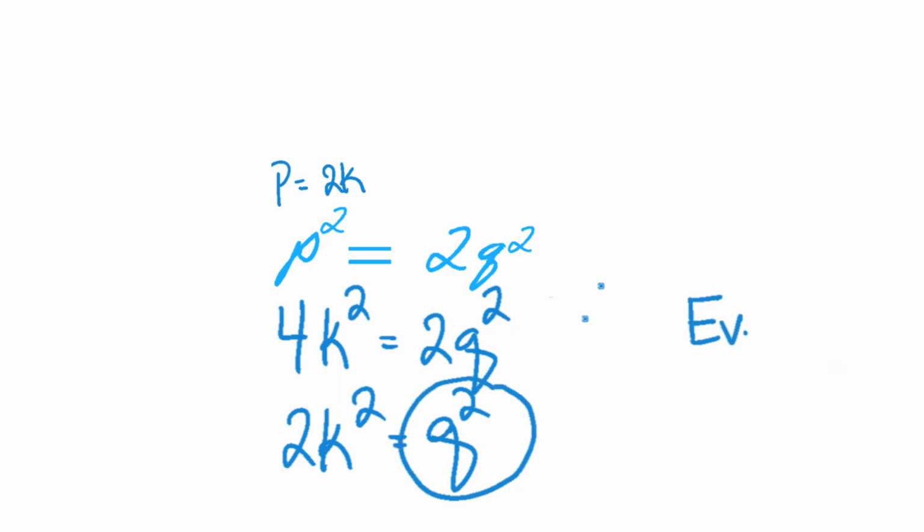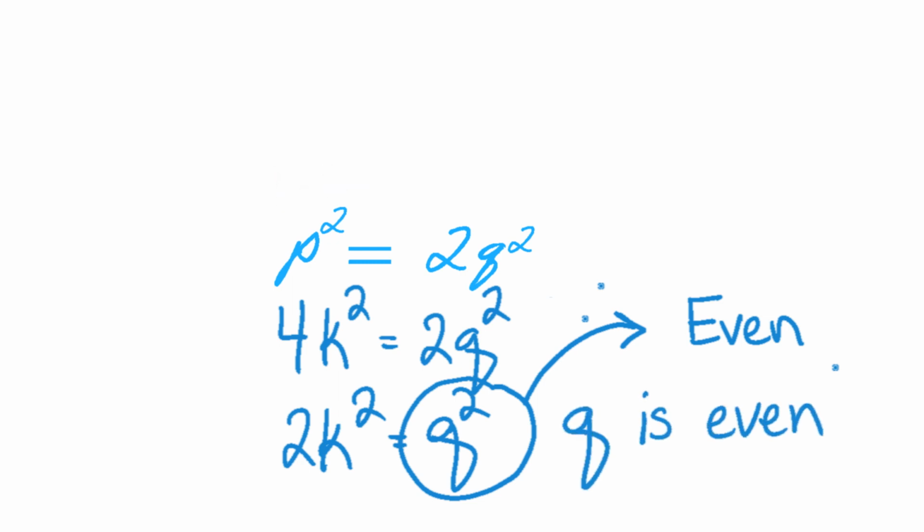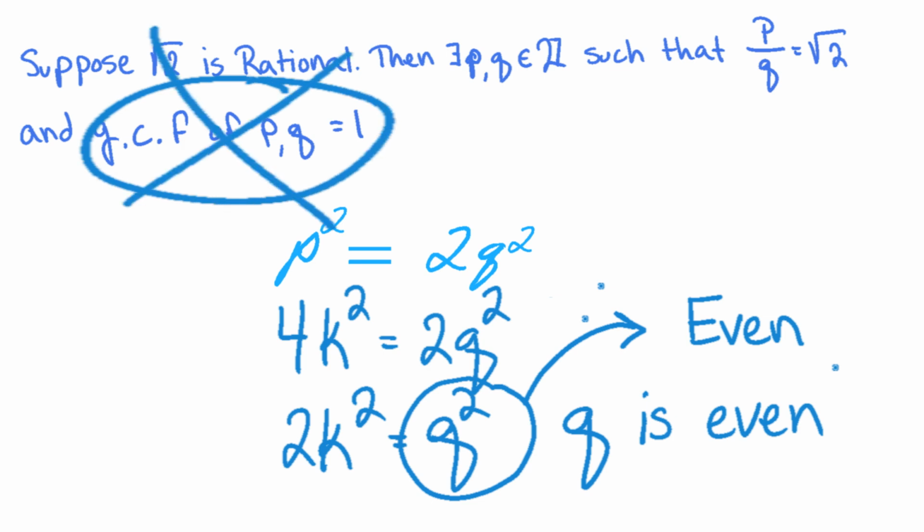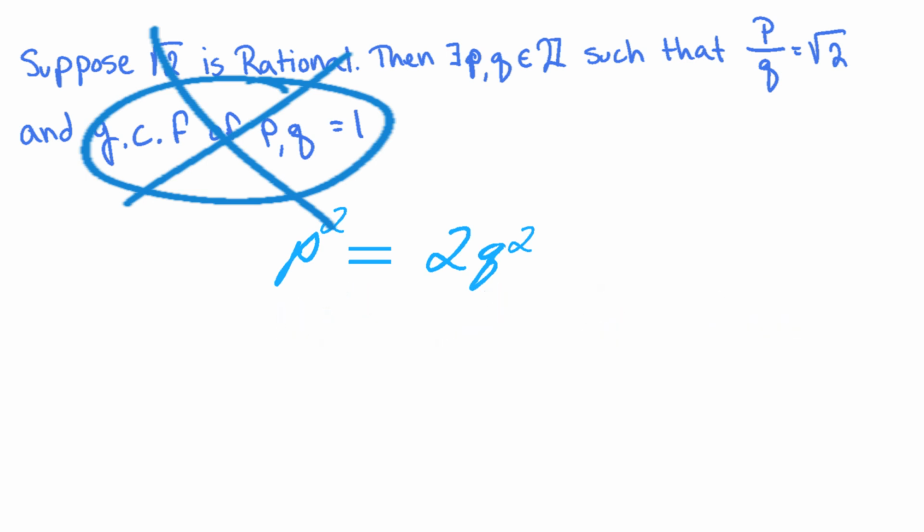This means that q squared is even. By the same line of reasoning that we just went through, we can conclude that q is also even. Since both p and q are even, that means they share a common factor of 2, which contradicts our initial assumption that the greatest common factor between p and q is 1. Thus, we can conclude that the square root of 2 is irrational.